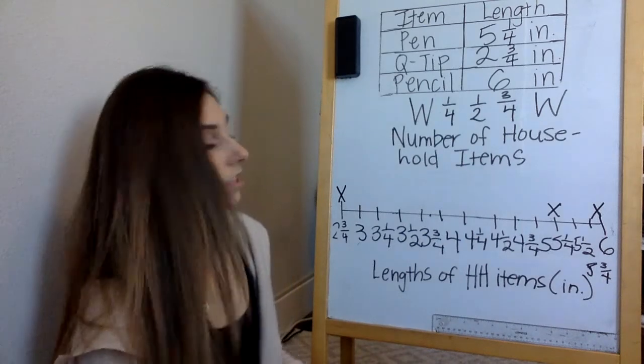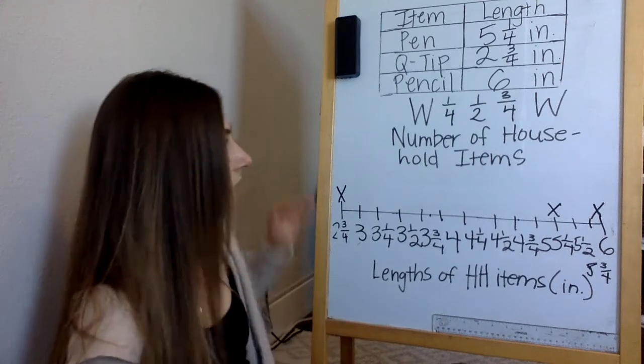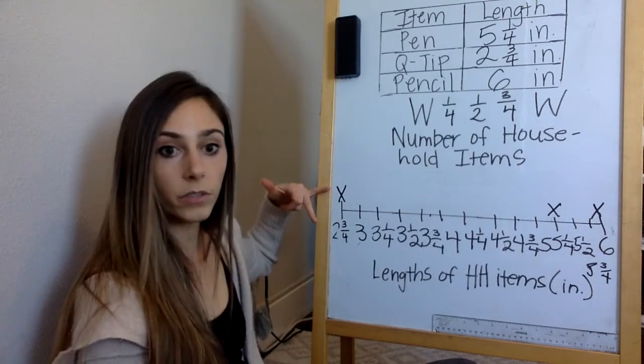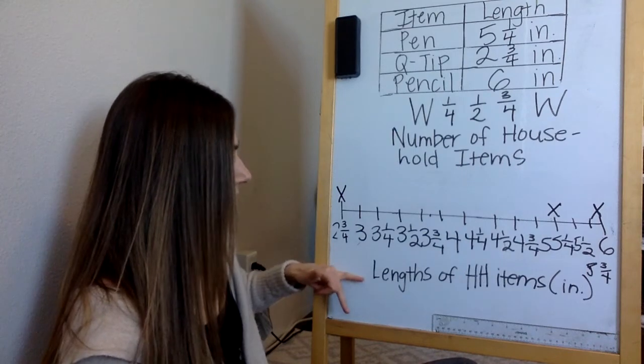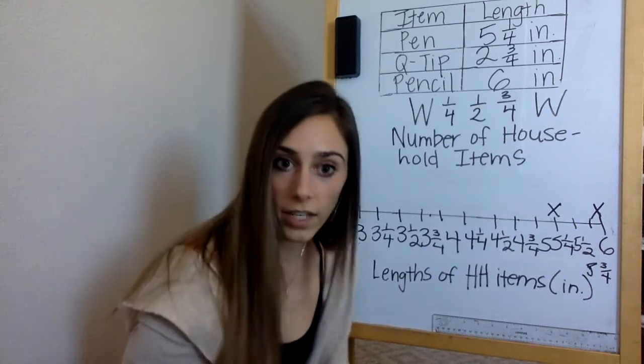Okay? So that was what I said that you needed on your line plot. Okay, you need the title, you need the scale, you need your data, which are the X's, and then you need your label, which is the length of household items in inches. Okay, so this should help you with that.